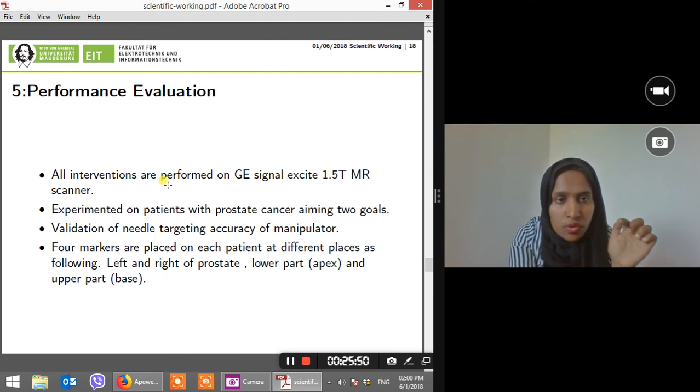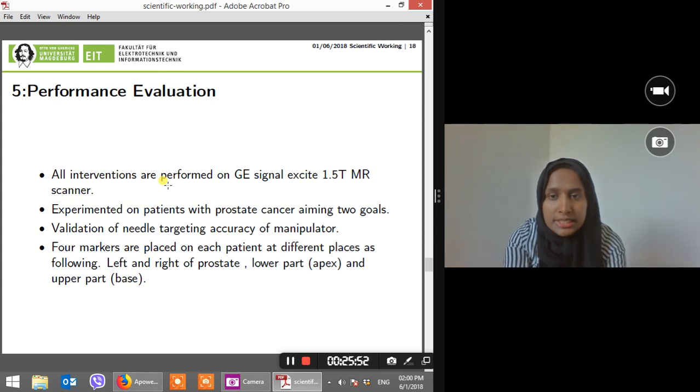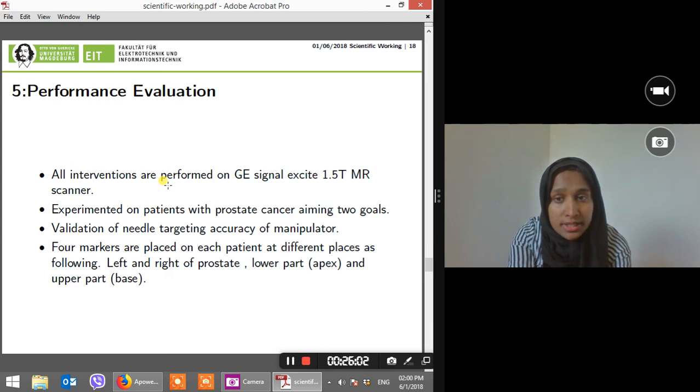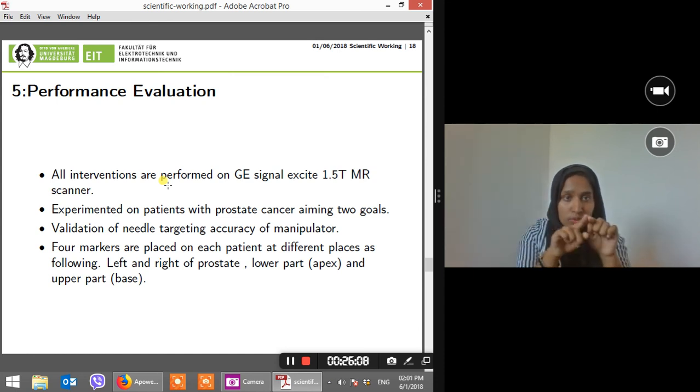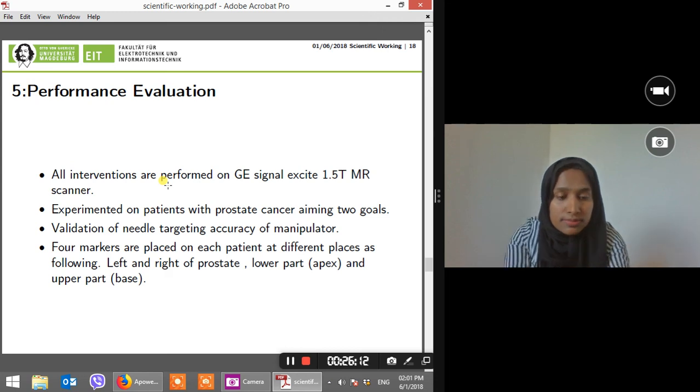Basically, you can say the 4 needles are placed in the patient's left and right side of the prostate, and the lower and upper side of the base. The lower part of the prostate is called the apex, the upper part is called the base. So we can have the 4 marks to detect the vicinity, to discuss how much the cancer has affected the area.